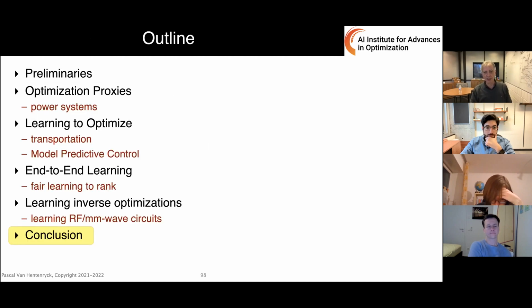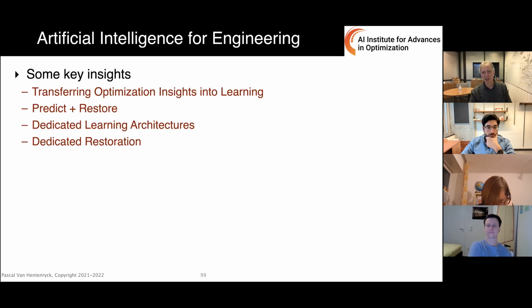So let me conclude now. I have about 2 minutes, I think. So what I tried to tell you is that we have these different ways of combining machine learning and optimization: optimization proxies, learning to optimize, end-to-end learning, and then learning inverse optimization. And they all have really interesting applications in engineering. Some of the key insights that I wanted to tell you today is that we can transfer a lot of optimization theory into machine learning. Obviously, you have to adapt it, but this is one of the nice things that you can do.